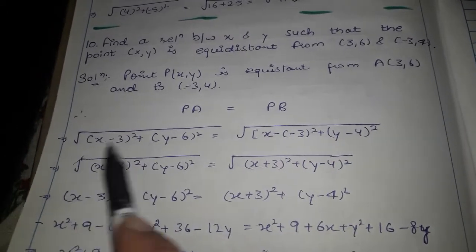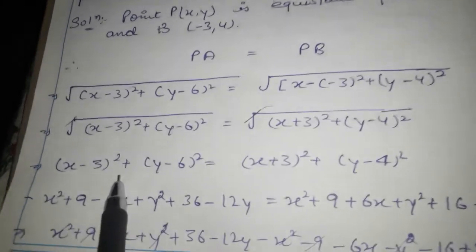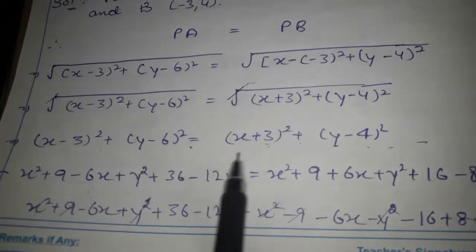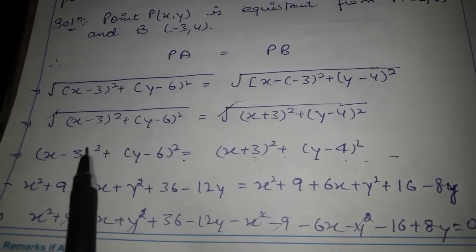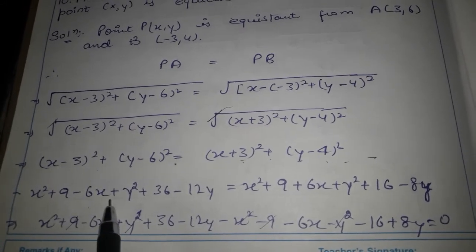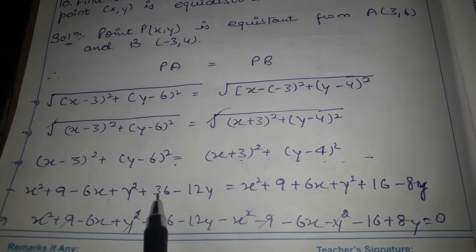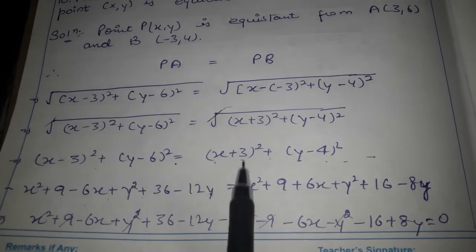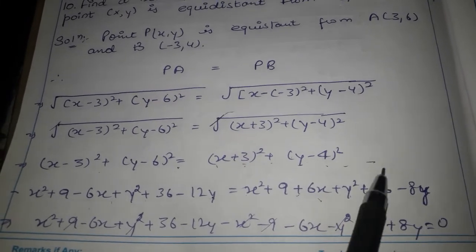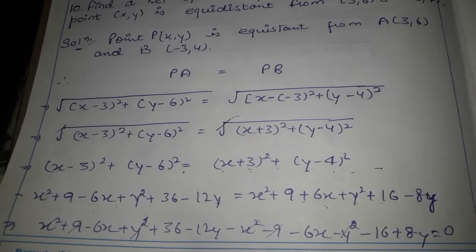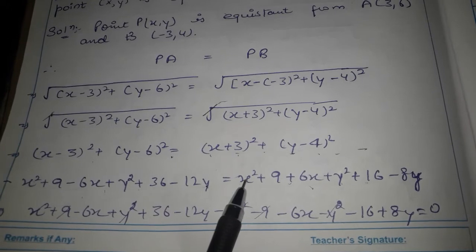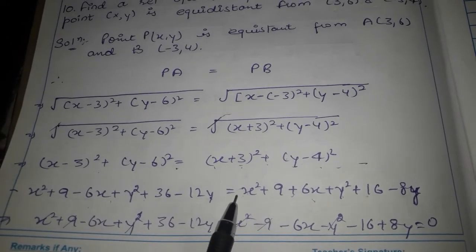We can cancel out the under roots. It will be (x minus 3) whole square plus (y minus 6) whole square equals (x plus 3) whole square plus (y minus 4) whole square. We will expand both the formulas using the identities a square plus b square minus 2ab and a square plus b square plus 2ab, according to (a minus b) whole square or (a plus b) whole square. So on changing the side of all these values, we will reverse all the signs.